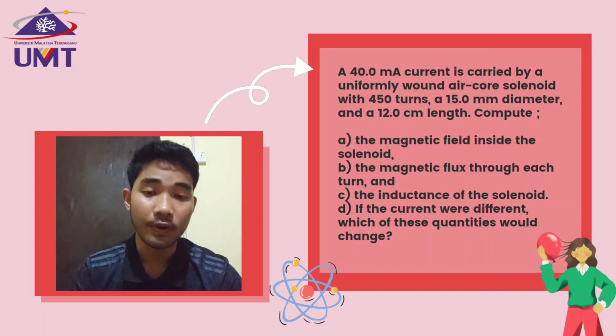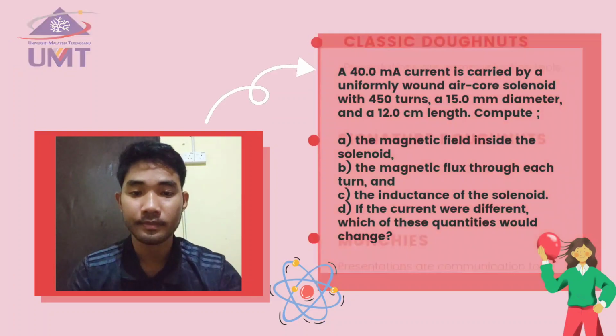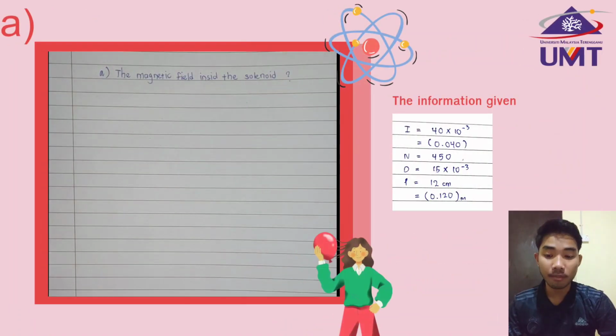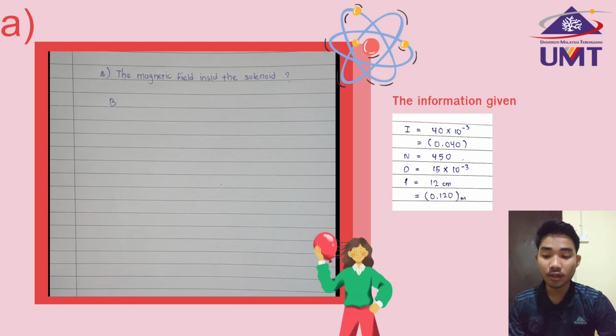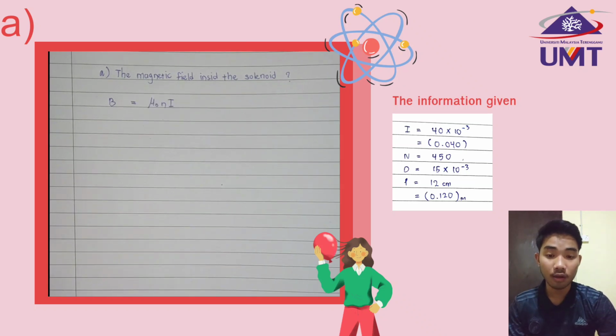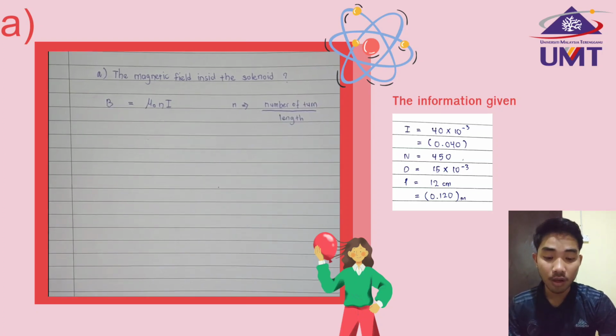Okay, we move to question A. Calculate the magnetic field inside the solenoid. Firstly, the symbol of the magnetic field is capital letter B. To find the magnetic field, we have the formula B equals mu naught N I divided by L, where mu naught is a constant value, N is the number of turns of the coil divided by the length of the solenoid, and I is the current.